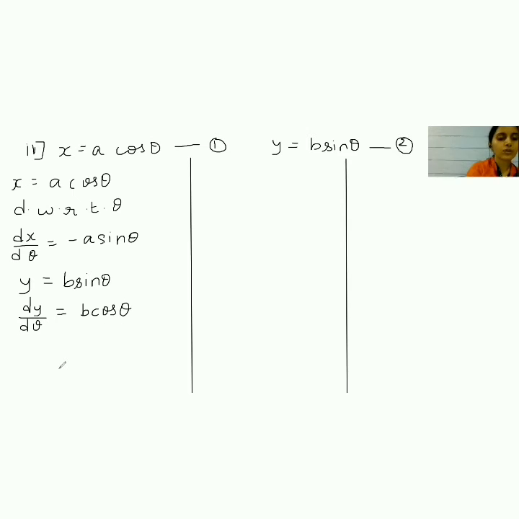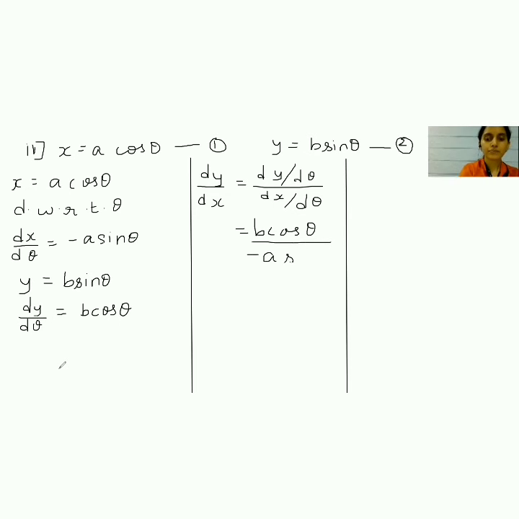Okay, now let us do dy by dx by the parametric function. So dy by dx is equal to dy by d theta divided by dx by d theta, right? Okay. What is dy by d theta? B cos theta. And what is dx by d theta? It is minus a sin theta. Okay.